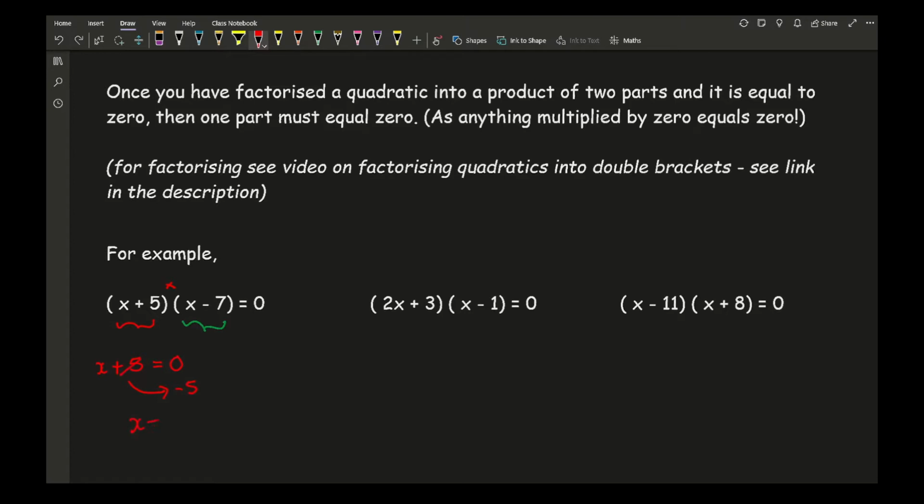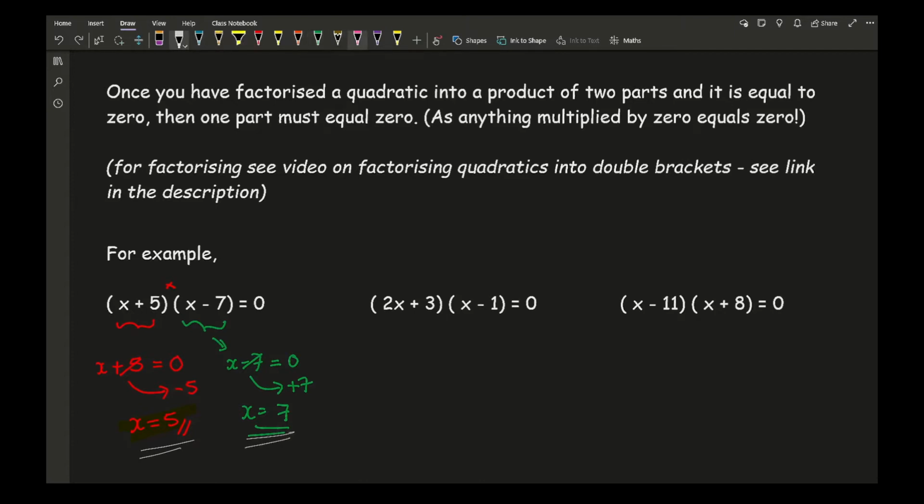So x equals minus 5. Now if I take the other bracket, so here I've got x minus 7 equals 0. And I take the 7 over and that turns it to a plus, so that 7's eliminated. So x equals 0 plus 7, which is 7. And there are my two solutions. So one solution is x equals 7, and the other one is where x equals minus 5.